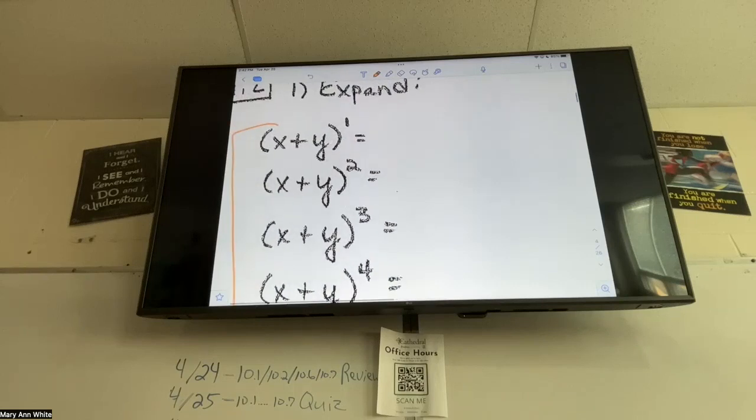On the first one, x plus y to the first power, that's just itself. So it's going to be x plus y. Now, as tempting as it is to say x plus y squared is x squared plus y squared, we know that's not how it works. We need to do x plus y times itself twice. So times x plus y. So you're going to need to FOIL out.